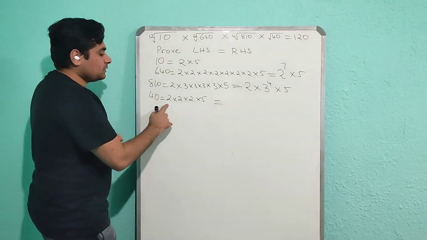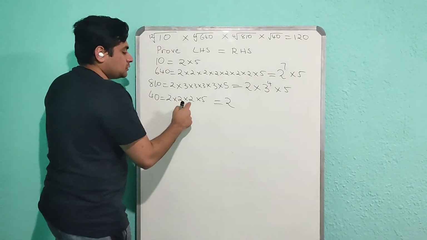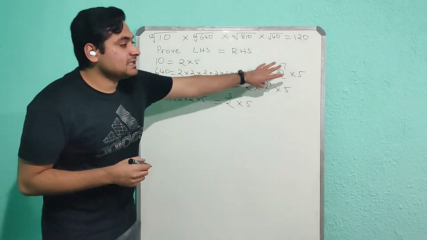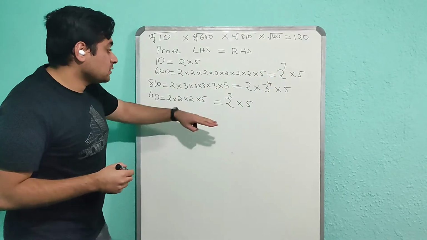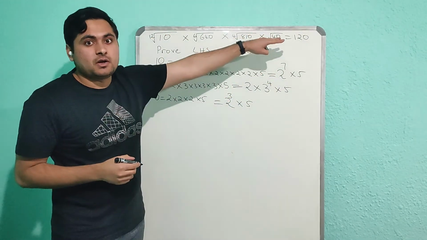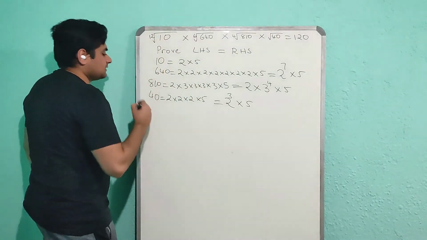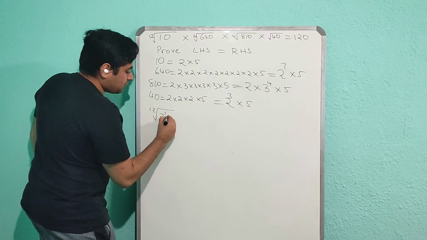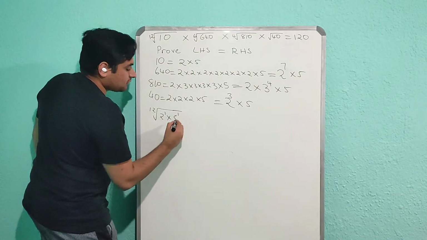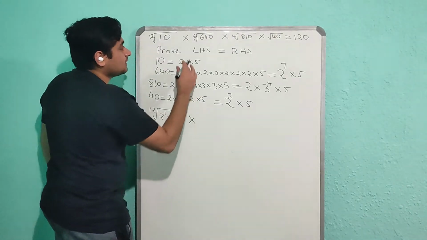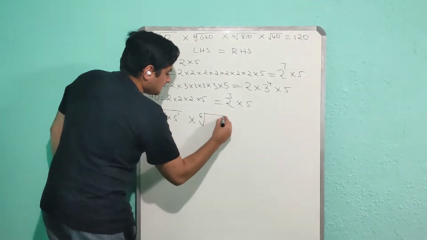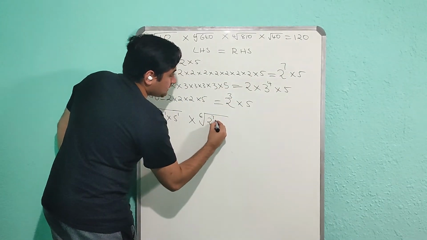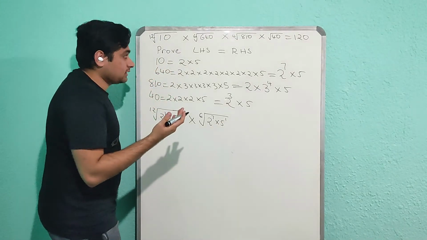Now in terms of 40, how many 2's do we have? 1, 2 and 3. 2 to the power of 3 times 5. Now that we have written them in terms of powers, let's write them back into their roots, right? So if we look at this, we know that the 12th root was of 2 and 5. So we have 2 to the power of 1 times 5 to the power of 1, correct? Times the 6th root of 640. But how did we write 640? We said 2 to the power of 7 times 5 to the power of 1, correct?